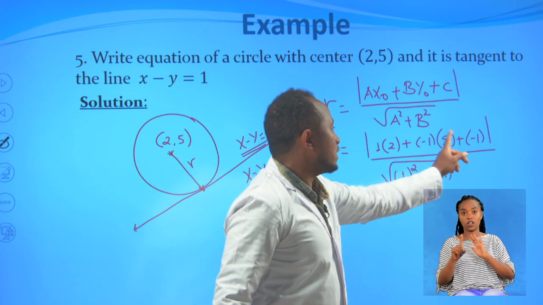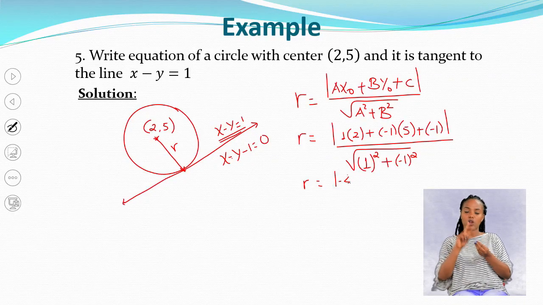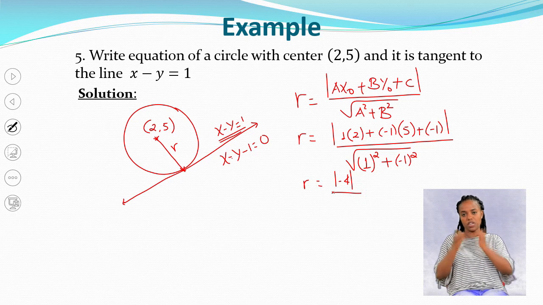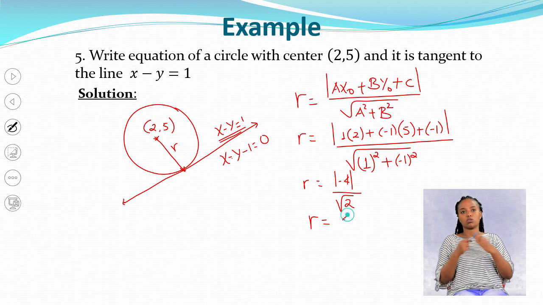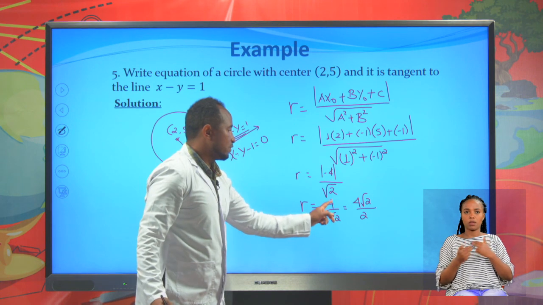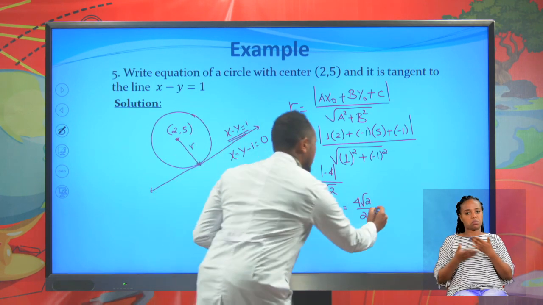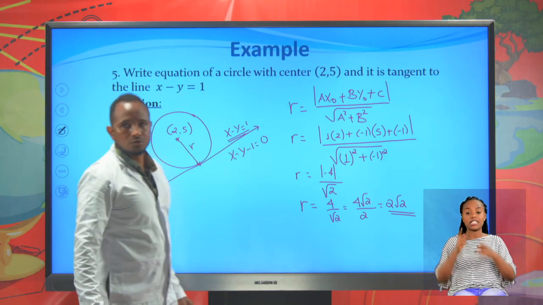Here we have 2 minus 5 minus 1, which is minus 4. We have the absolute value of negative 4, divided by the square root of 1 squared plus negative 1 squared, which is 2, square root of 2. So r is equal to 4 over root 2. Rationalizing this, multiplying by root 2, you have 4 root 2 over 2. Simplifying, 4 over 2 is 2, so 2 root 2. So, the radius is 2 root 2.